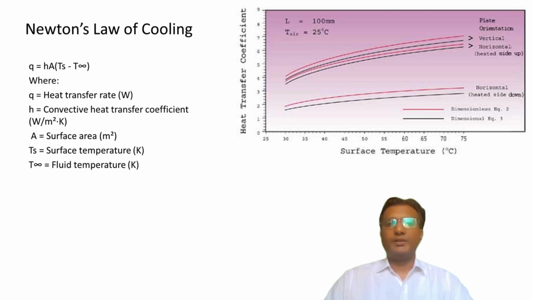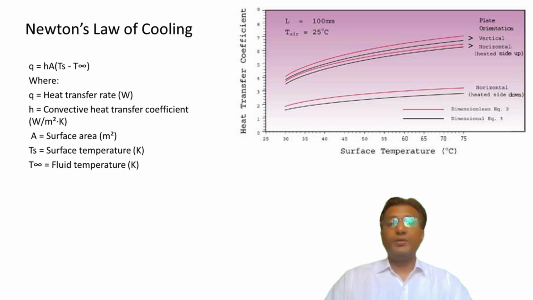Newton's law of cooling governs natural convection heat transfer. It states that heat transfer Q is given by Q = h × A × (Ts − T∞), where h is the convective heat transfer coefficient in watts per meter squared Kelvin, A is the surface area in meter squared, Ts is the surface temperature, and T∞ is the ambient fluid temperature, both in Kelvin.